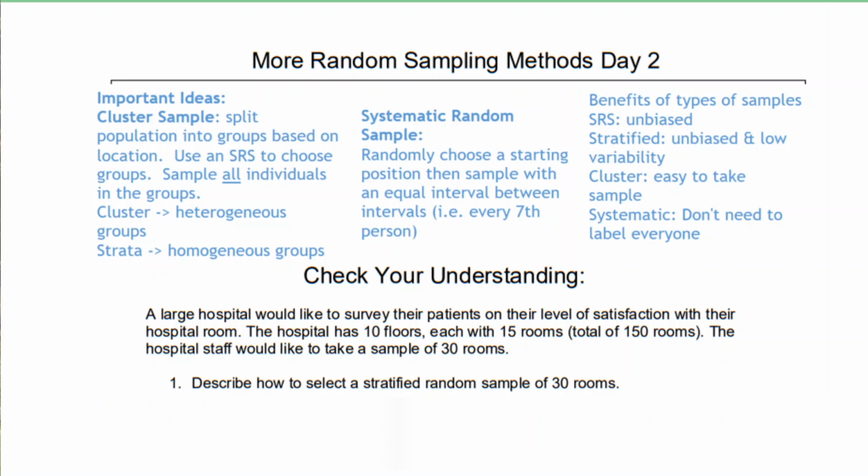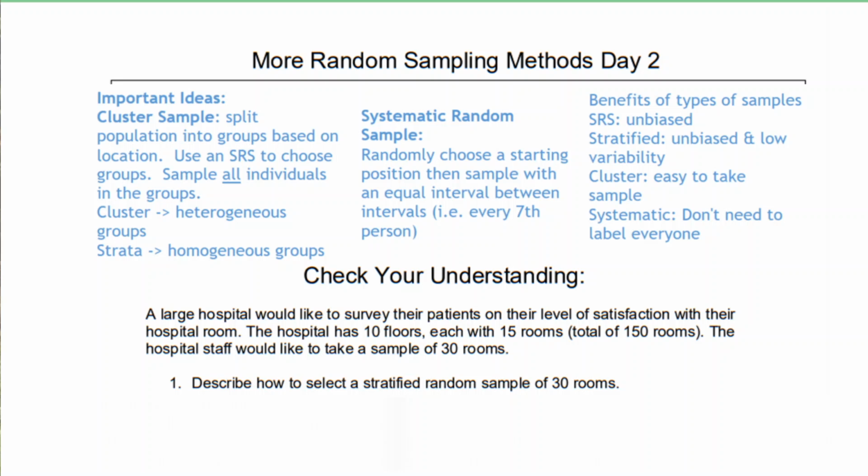All of these samples that we've talked about, all 4 of them, will produce an unbiased sample. In other words, the mean of the distribution of samples will be the true mean of the population. But again, they have to be done correctly.